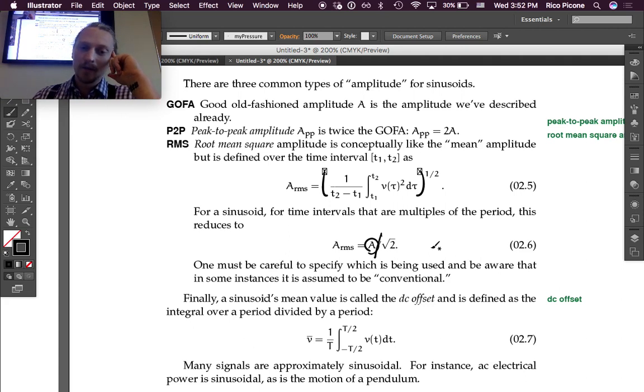You got to be careful to specify which is being used, and be aware that in some instances it is assumed to be conventional. For instance, when you read the voltage off of some meters, it might not even tell you it's the RMS voltage, but it might just be the RMS voltage. So you got to be a little bit careful.